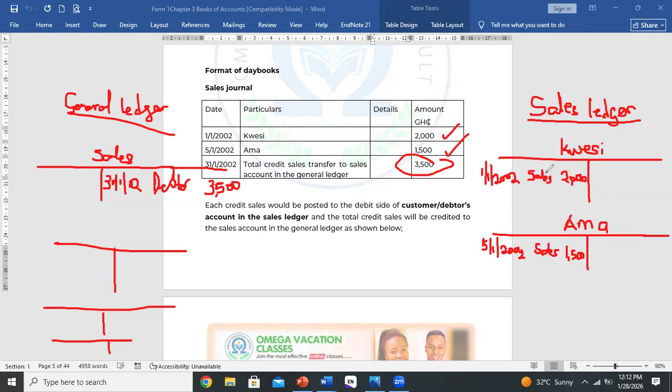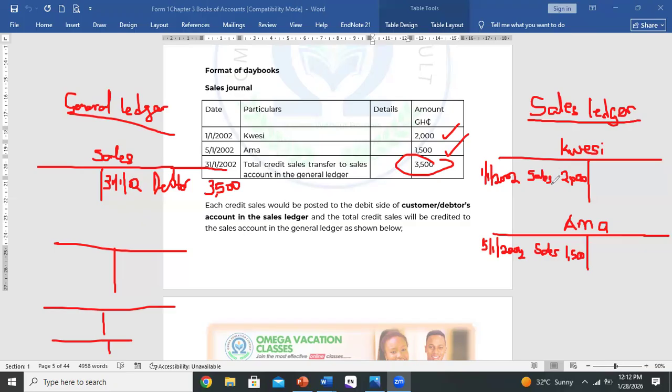Okay. Yes, Prof. Nico. Let me hear you. Sir, please, the sales ledger. Did you write sales over there because you are posting it from the sales journal, or because you're posting it to the sales account? Okay, so in the sales ledger, the account you are opening there is for Kwesi. So when you enter Kwesi's account to read the transaction there, on 1st January 2002, what happened to Kwesi?